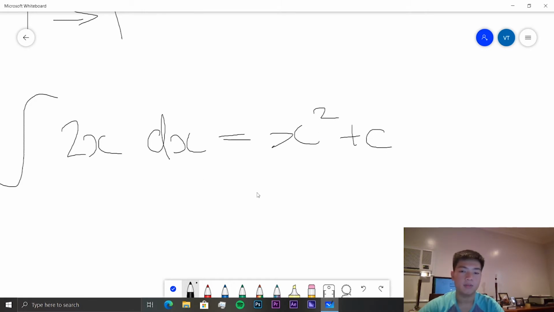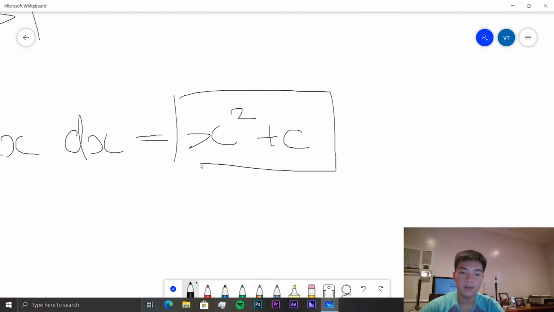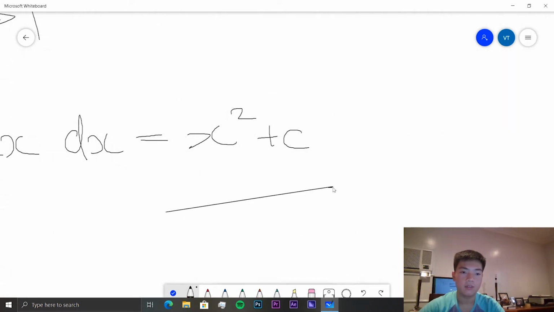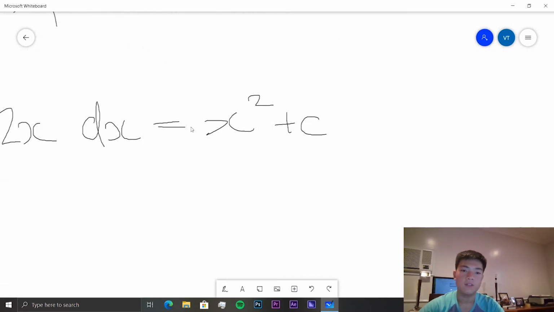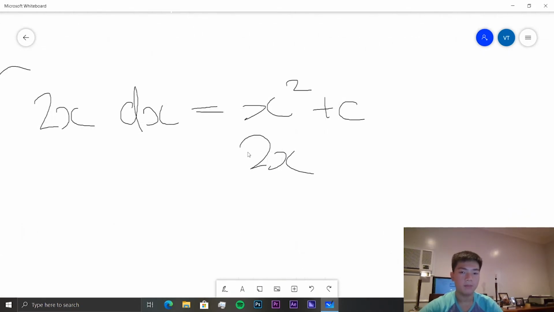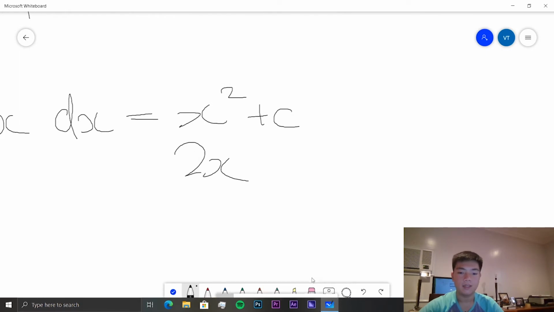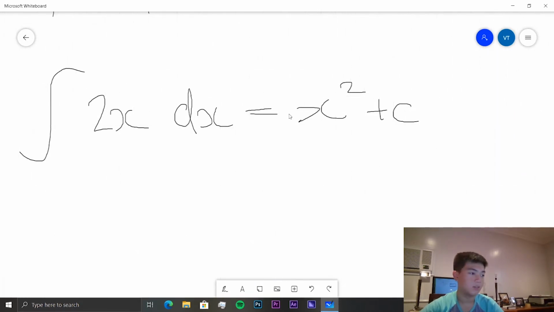Why is it x squared plus c? Well, it's because we should be able to differentiate whatever is here in order to get whatever derivative we have. If we differentiate x squared plus c, where c is a constant real number, then we get 2x, if you remember. And so that is why this is the integral of 2x.